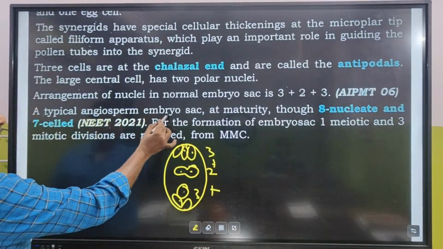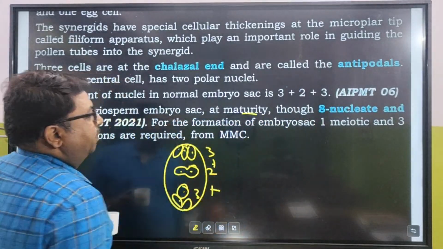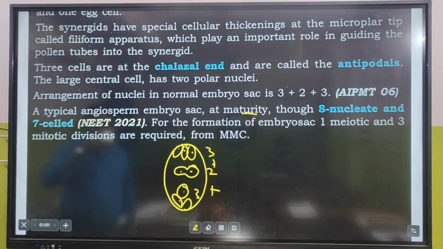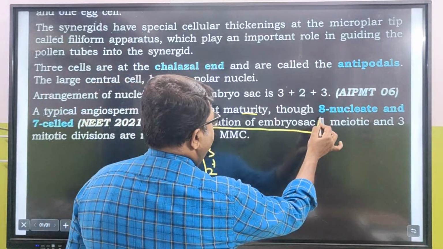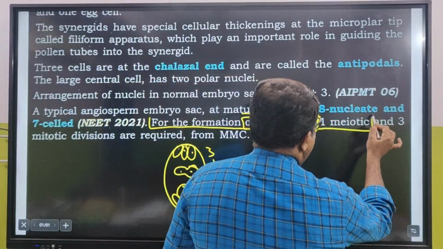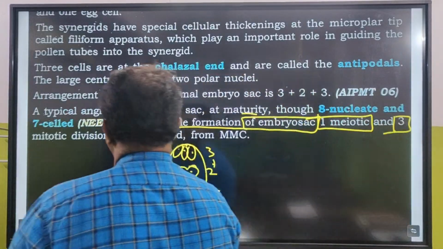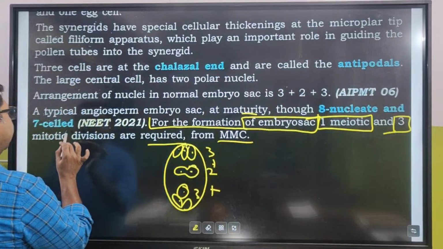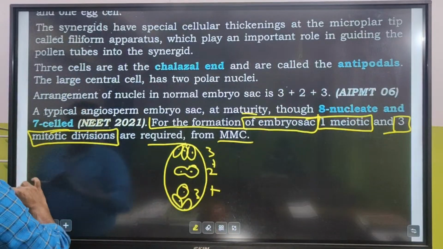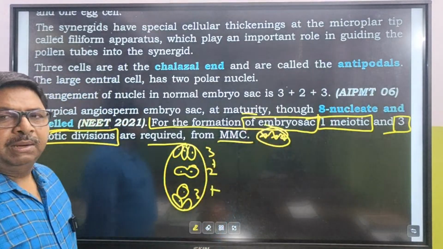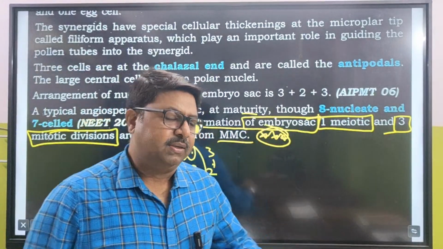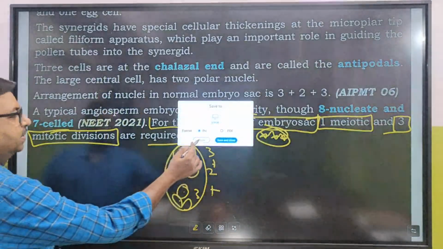A typical angiosperm embryo sac at maturity, though 8 nucleated and 7 celled, is formed from the megaspore mother cell. For the formation of embryo sac, 1 meiotic and 3 mitotic divisions are required from the MMC, megaspore mother cell. This is a star point about development of female gametophyte. Okay? I think that is okay.